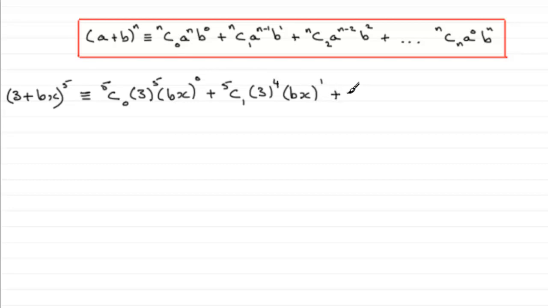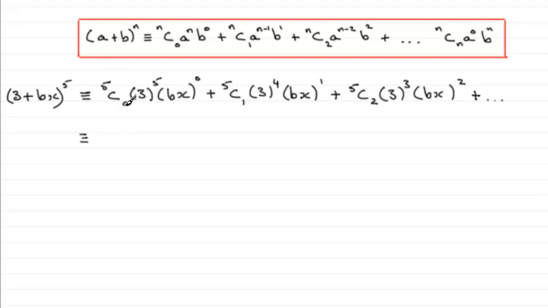And the next term, the third term, 5C2, then it's 3 to the power 3, just keep dropping that power by 1 each time, and then increase this by 1 power, bx now to the power 2. And even though it wanted the first three terms, don't forget to write plus and so on. Now all we need to do is either get on our calculator and work these out, or you might be able to do them in your head.